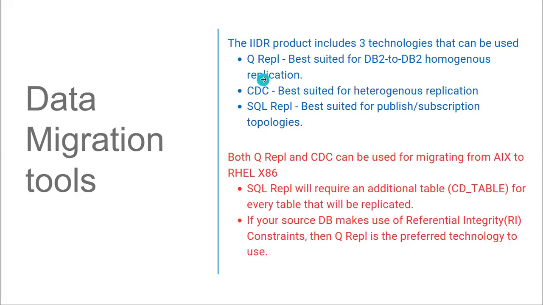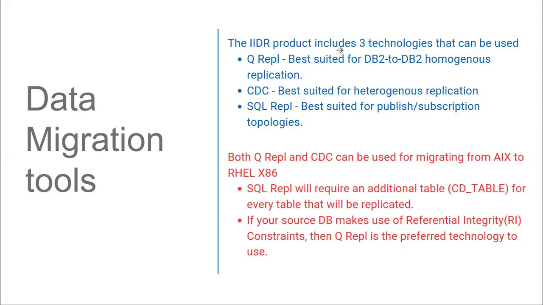If I talk about the IIDR product, it includes 3 technologies. IIDR is, in simple terminology, the IBM InfoSphere Data Replication product. So when I say Q replication, CDC replication, SQL replication, these are the software of one bundle, which is IIDR. So that's what they're saying: this IIDR product includes 3 technologies that can be used.